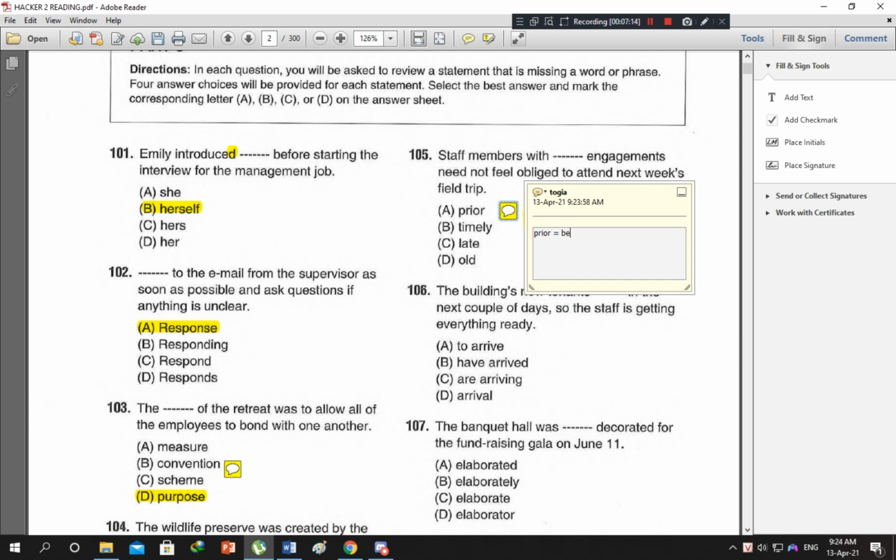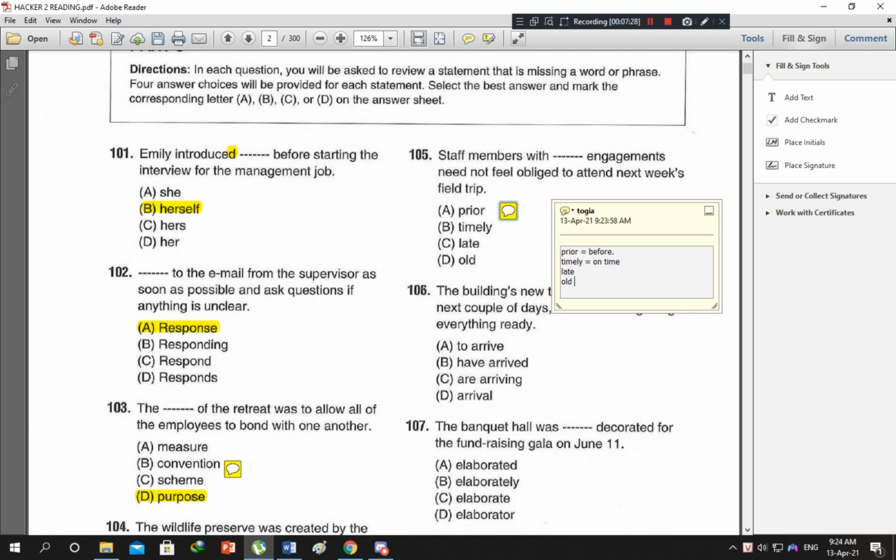Prior means before. A timely person means that you are always on time. Late, everyone knows already. So the answer here is that a member with some engagement before need not feel obliged to attend. It means that you don't have to attend the next week's field trip. Before means prior. So the answer is A.